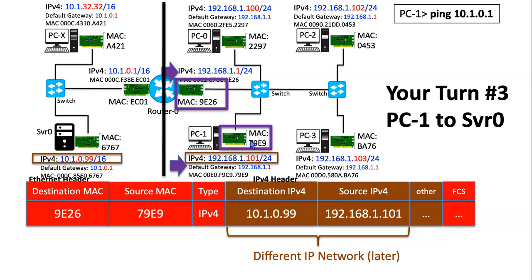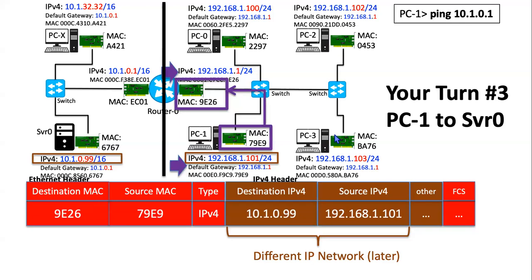So it's going to go from my Ethernet NIC card, not to the NIC card of the destination. We don't know where you are. All I know is I can't reach you. You're not on my side of the router. I'm going to send it to my local router, my default gateway's Ethernet NIC card, its MAC address.